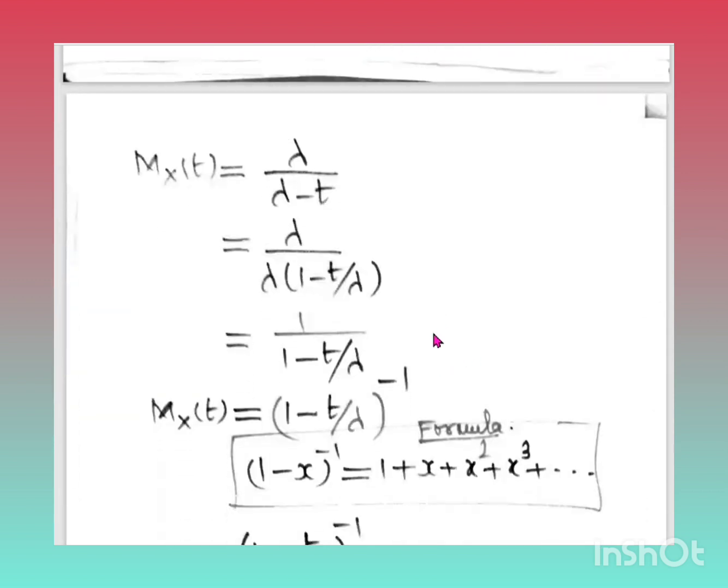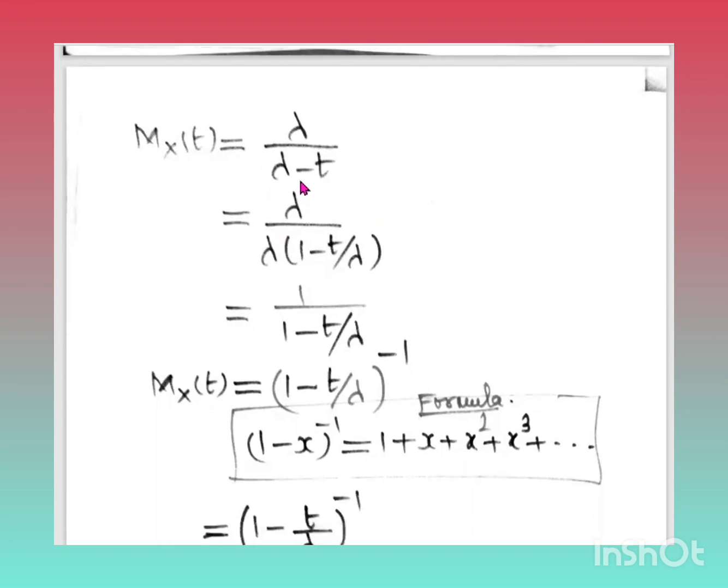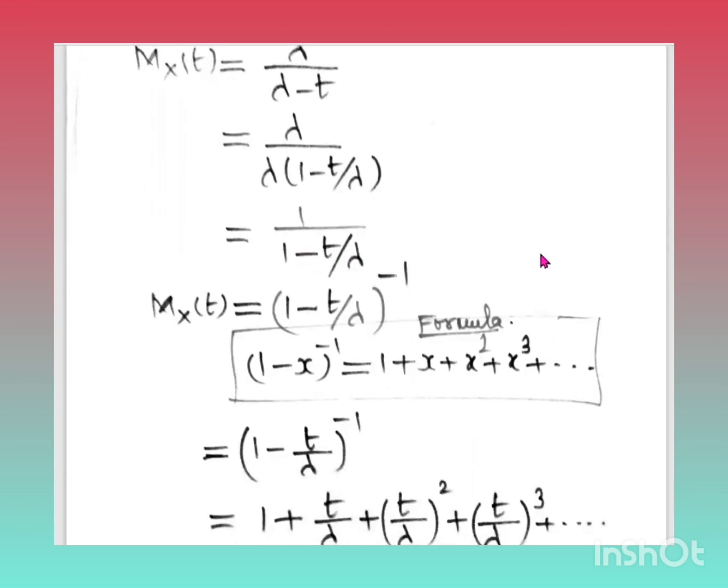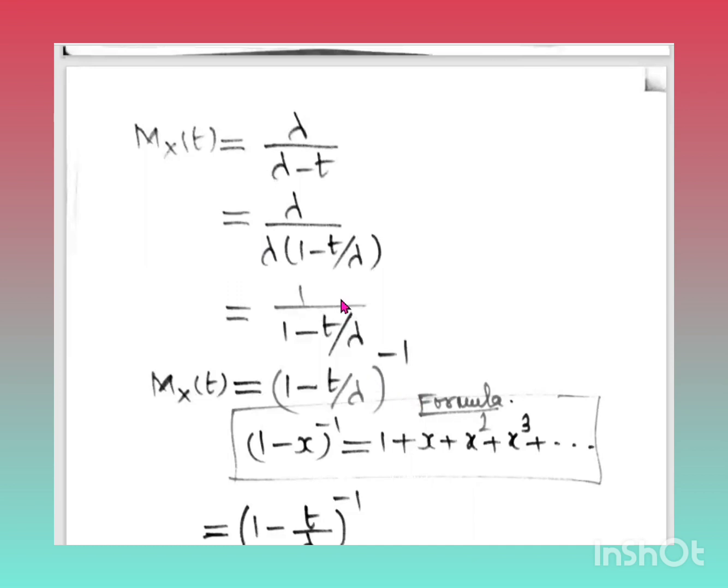Next, this lambda divided by lambda minus t can be written with numerator lambda and denominator lambda minus t. Taking lambda as a common factor in the denominator, lambda times (1 minus t by lambda). Numerator lambda and denominator lambda will cancel. So 1 divided by (1 minus t by lambda). Since it is in the denominator, if it goes to the numerator, Mx of t is equal to (1 minus t by lambda) whole inverse.